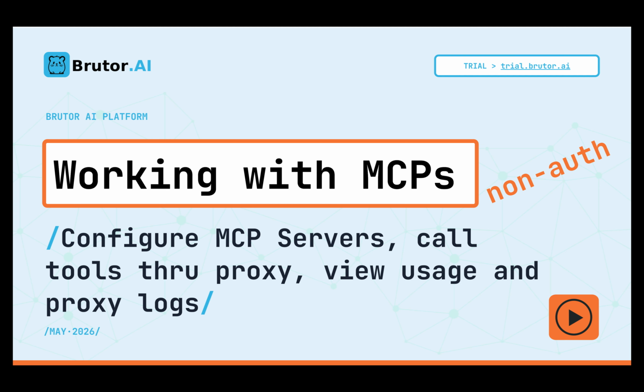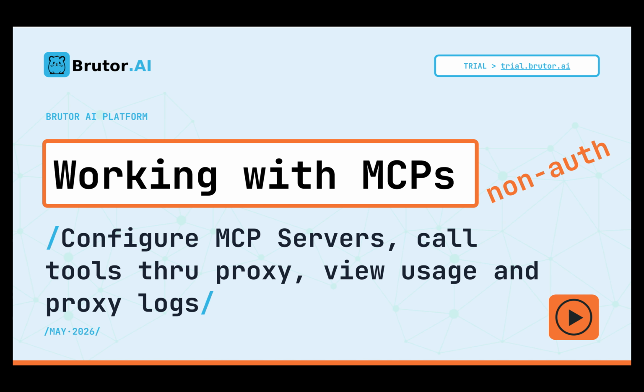So what we're going to learn is how can you configure MCP servers, both those that you develop yourself, have running locally, how can you configure them in the system, and then see how calls are proxied through the gateway. View the usage, proxy logs and everything. We're going to also cover a little bit of guardrails, how they are kind of implemented in the system.